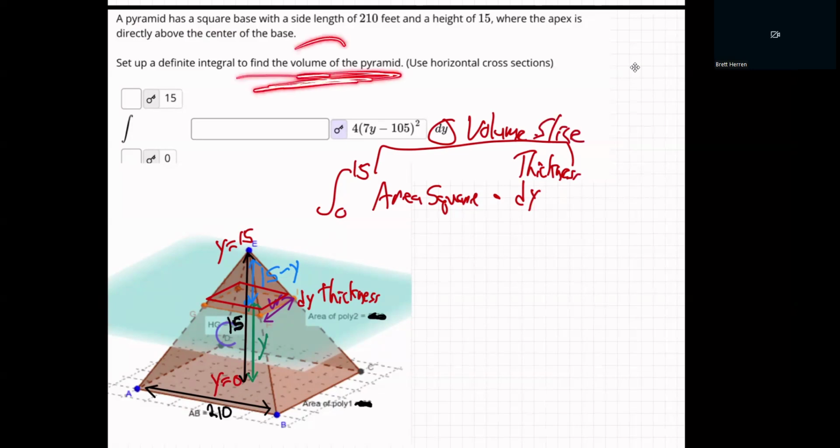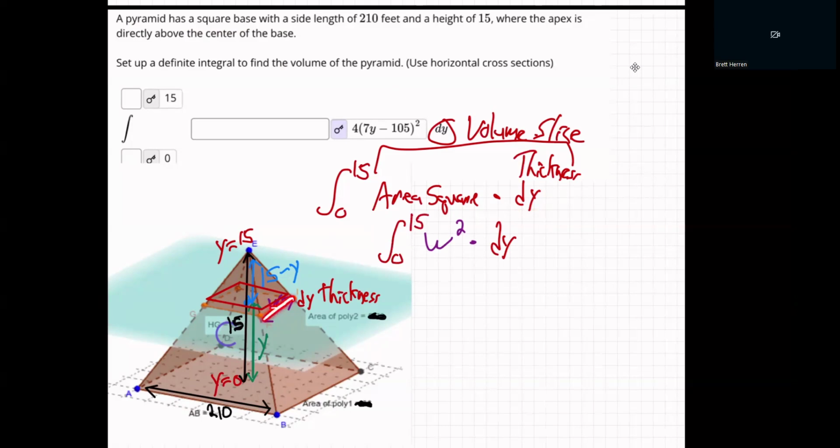Calculate to find the volume of the pyramid. So we're going to add up. That's a big S for the sum. We're going to sum up the volume of each of these slices. Each slice, like this slice right here, has an area of the square times the thickness dy. Now, what's the area of the square? It's one side times the other. Let's call it W. It's going to be W squared times dy in the integral from 0 to 15.